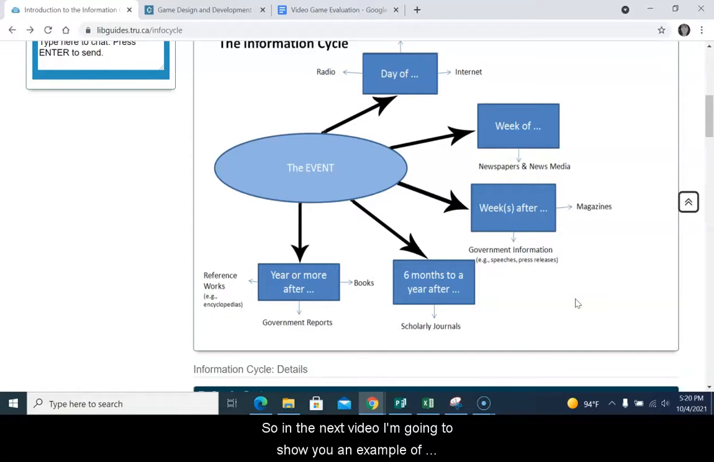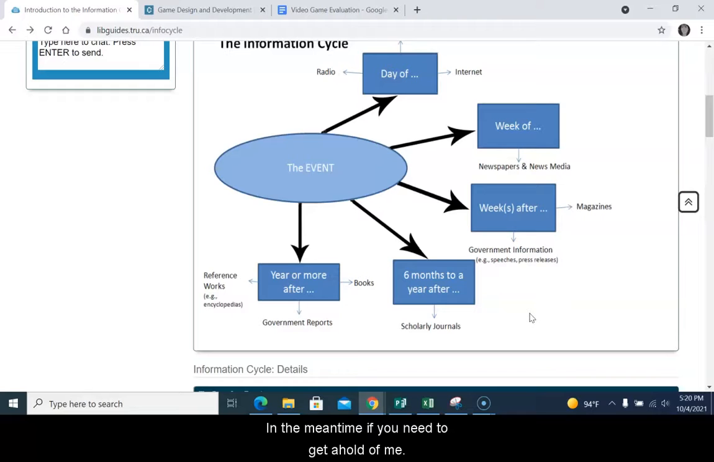So in the next video, I'm going to show you an example of an evaluation paper that I would write, and I'm going to show you how I'm going to find a reference article, a book source, and either a magazine source or a scholarly journal source on that topic. So stay tuned for the next video and we will start looking at that.